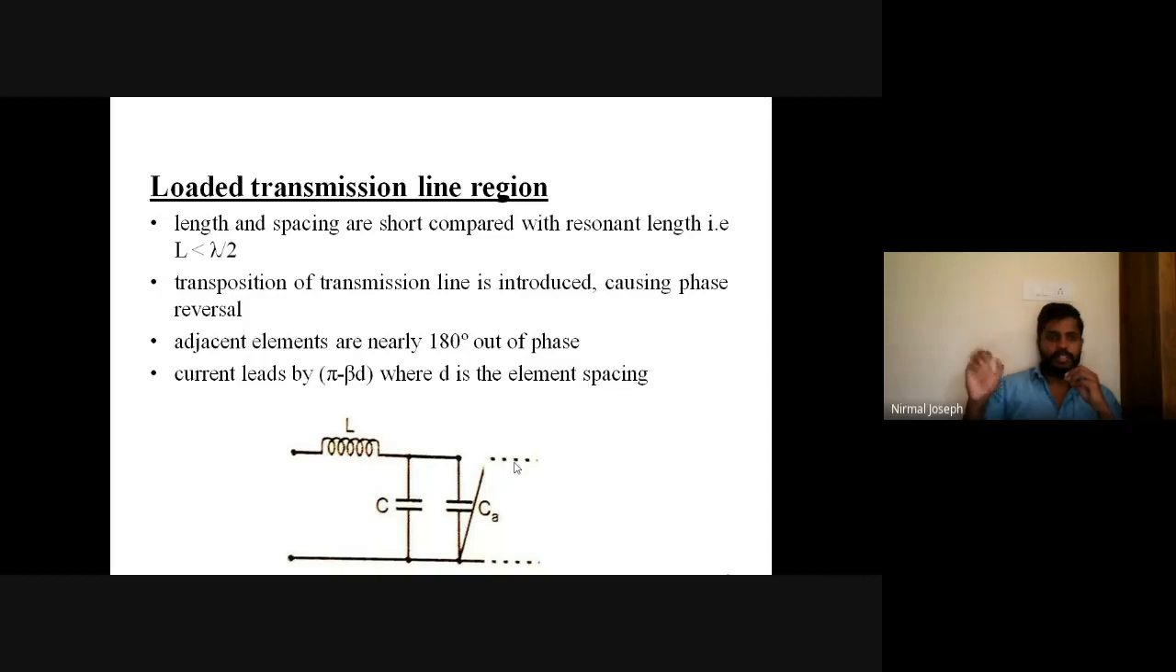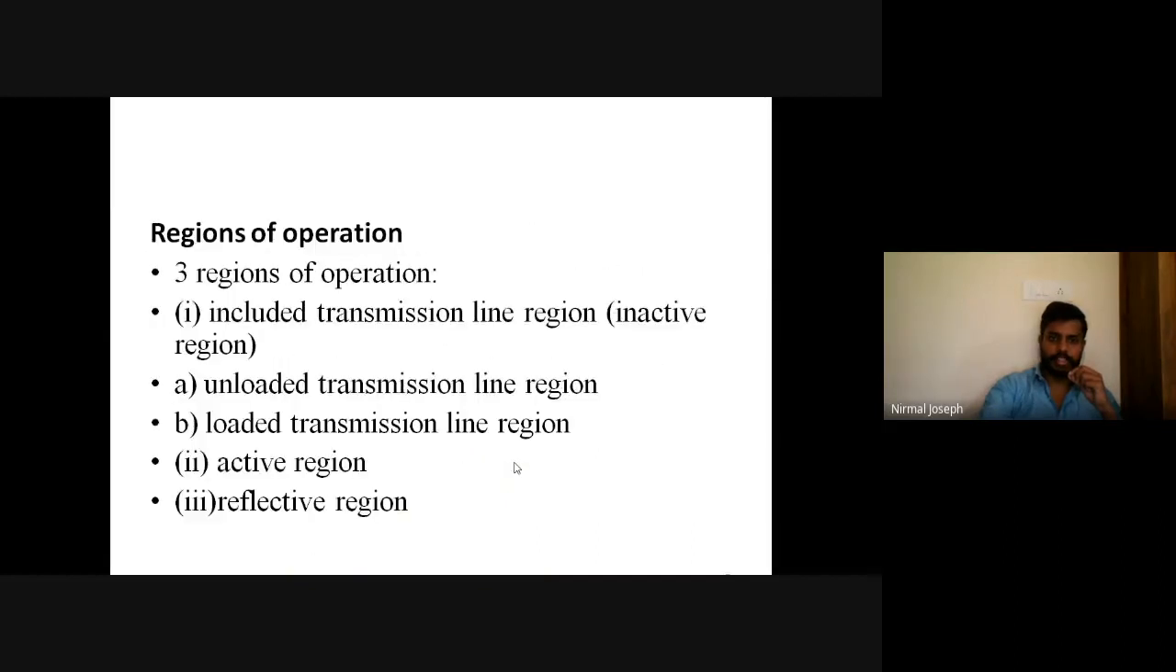So finally, we can say it as a capacitive circuit, but the effect of capacitance will be not prominent as in the previous case. So here the main thing is the adjacent elements are 180 degree out of phase rather than 90 degree. That is due to transposition of transmission line. These are the two capacitive regions basically. That means these come under the inactive region: unloaded transmission line region and loaded transmission line region. The inactive region is finished.